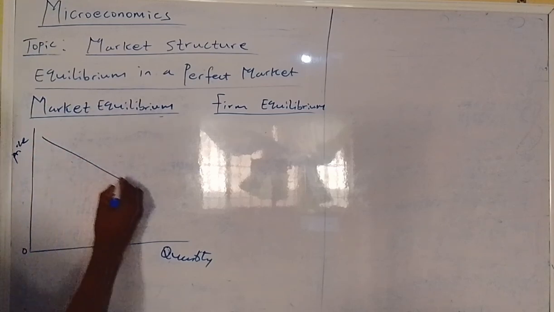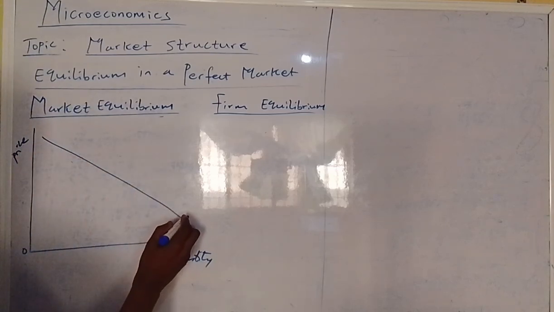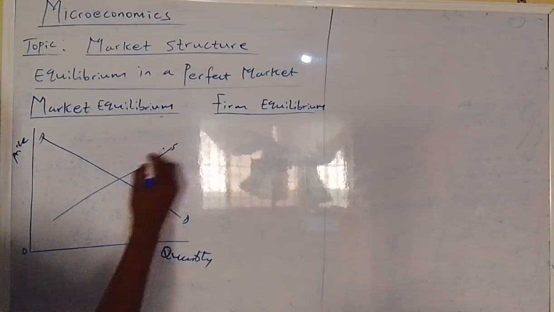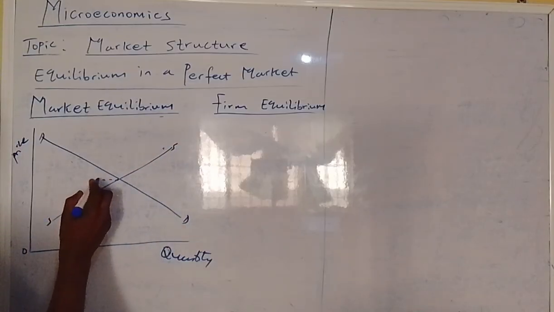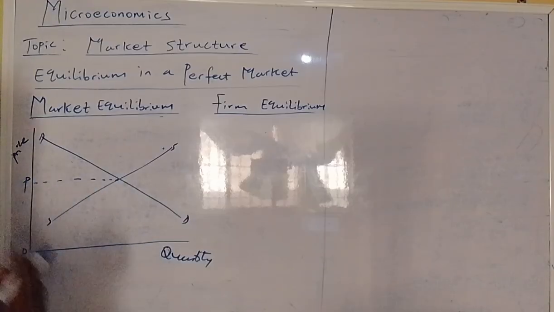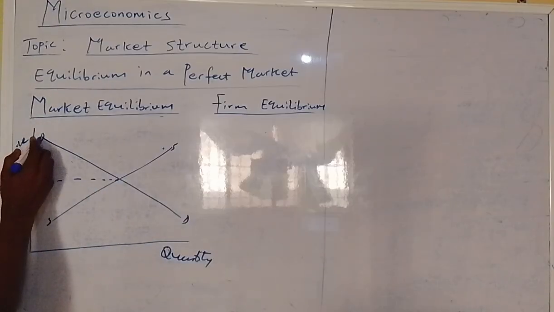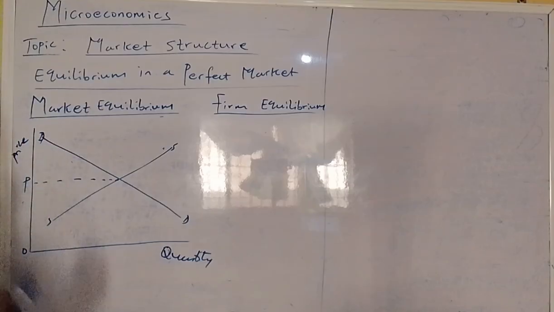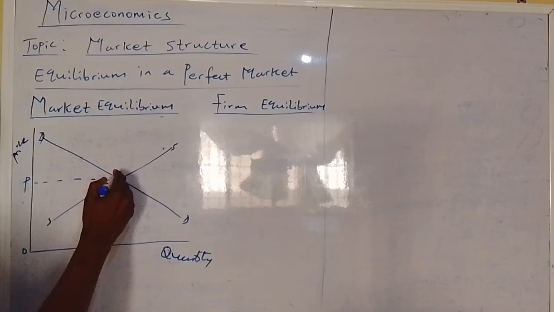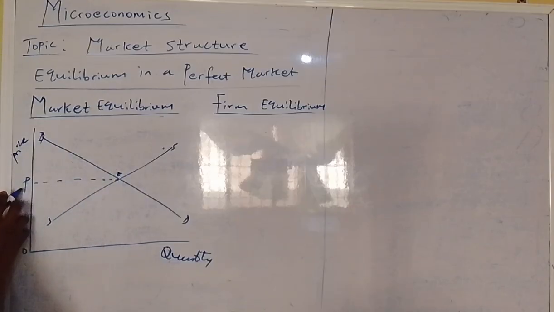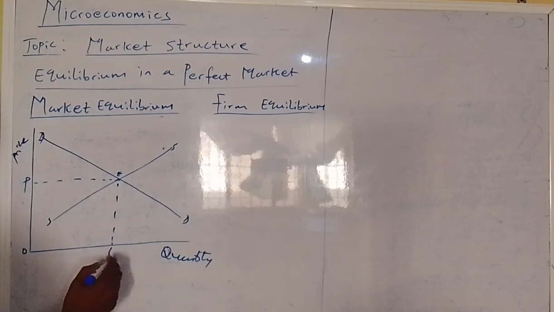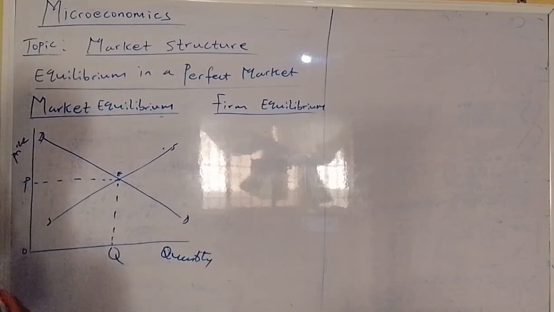So you have my demand curve, I have my supply curve. So this is the equilibrium, and the point of intersection of demand curve and supply curve indicates the equilibrium. This is where they intersect, and this is equilibrium. And in other words, this is my equilibrium price, and this is the equilibrium quantity in the market.